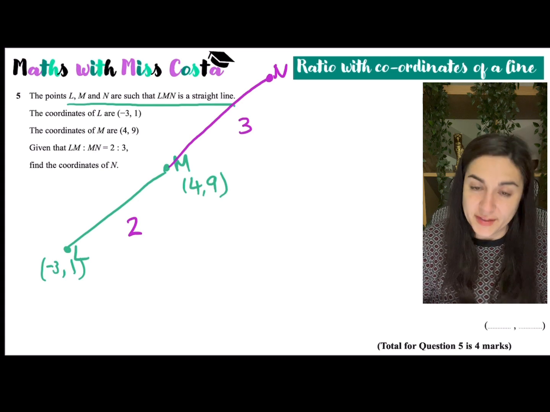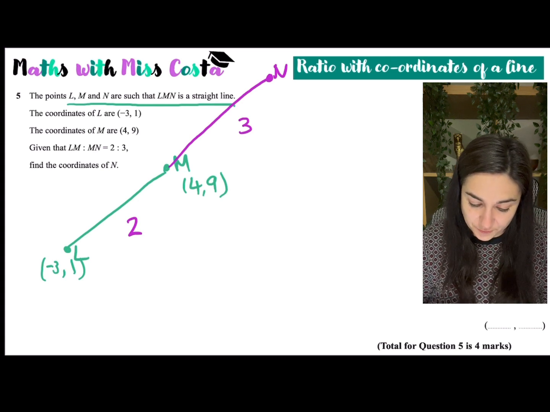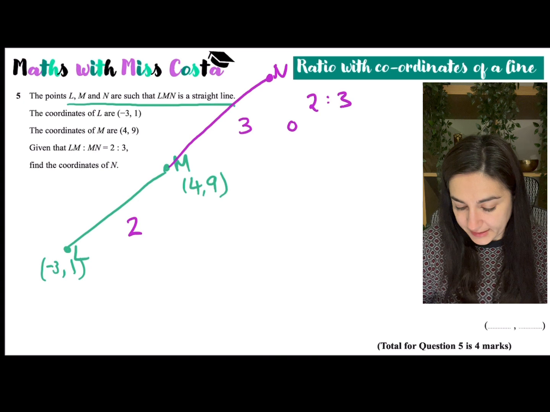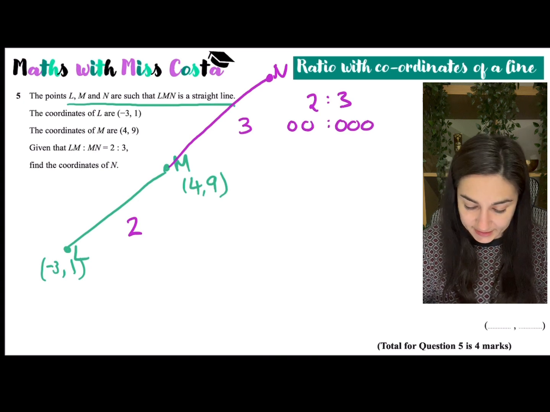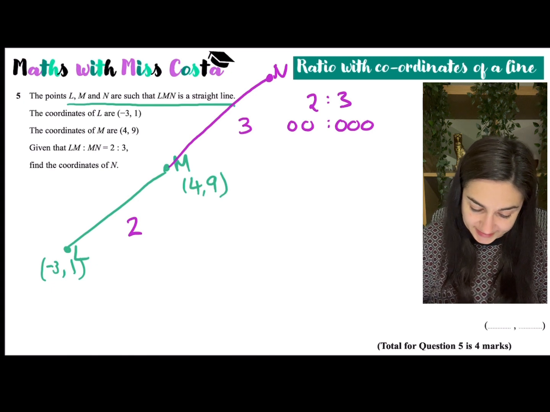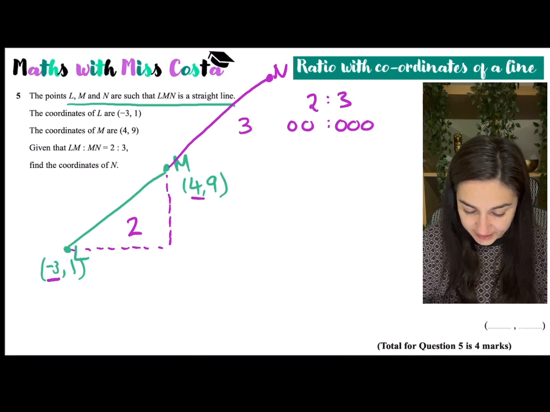What this means is that the distance from L to M is 2/5 of the total distance. Remember, when you've got a ratio, that means 2 parts to 3 parts. So LM is worth 2 parts. Let's figure out what that distance is. Let's figure out the X distance first. The X distance from -3 to 4 is a distance of 7.